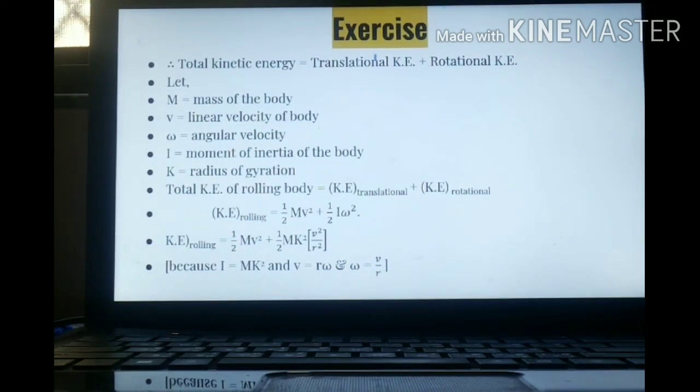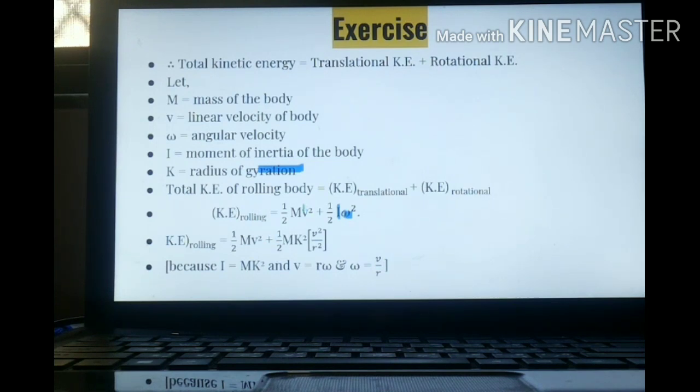So total kinetic energy is equal to translational kinetic energy plus rotational kinetic energy. Let m be the mass of the body, v be the linear velocity of the body, omega the angular velocity, I the moment of inertia of the body, and k the radius of gyration. So total kinetic energy of the rolling body is equal to kinetic energy due to translational motion plus kinetic energy due to rolling. Let us represent it in terms of formula. Kinetic energy's formula is what? Half mv square, where m is the mass of the object and v is the velocity, and kinetic energy of rotation is equal to half I omega square, where I is moment of inertia and omega is angular velocity.